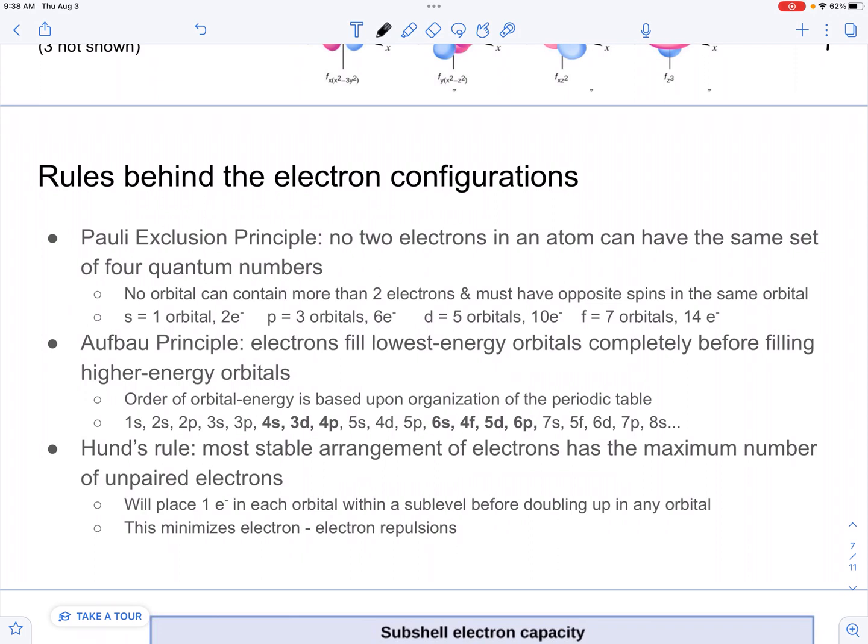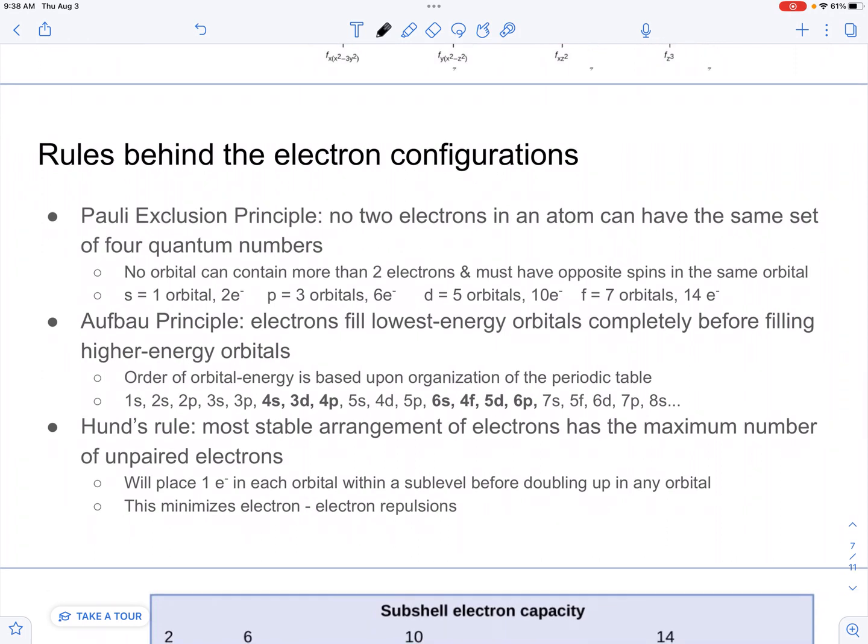Pauli exclusion principle: no two electrons in an atom can have the same set of four quantum numbers. What that means is no two electrons are identical to each other. Aufbau principle: electrons start filling the lowest energy levels first before filling the higher energy orbitals.